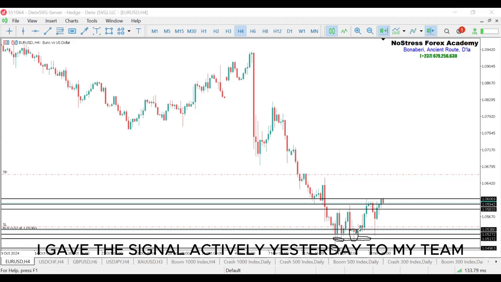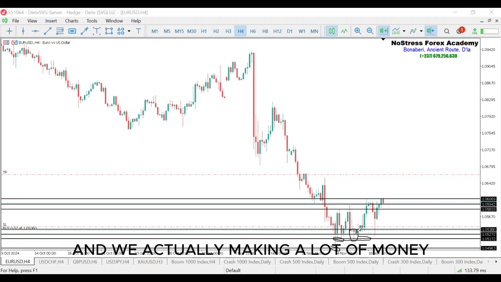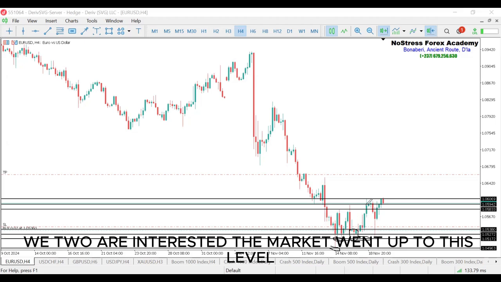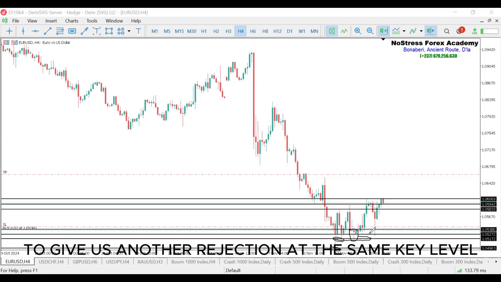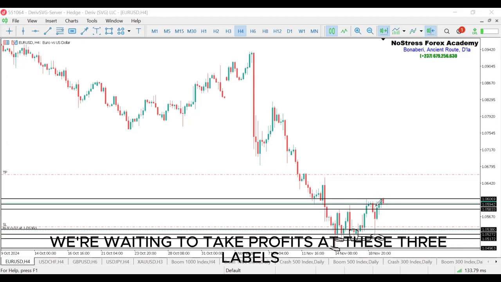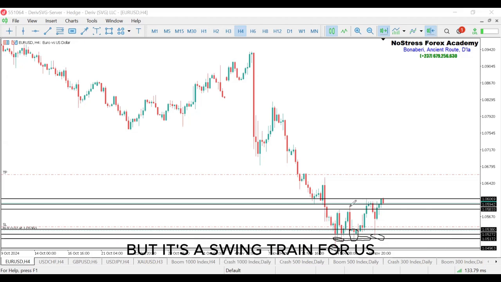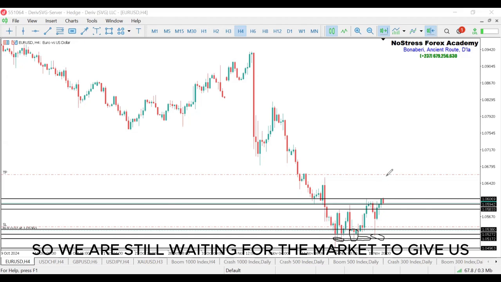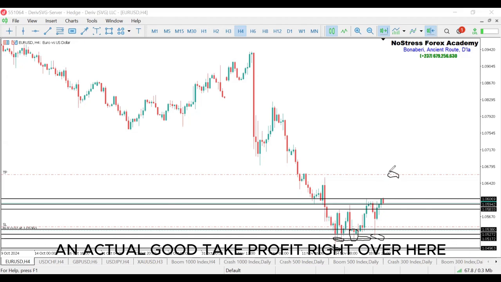I gave this signal actively yesterday to my team, and we are actually making a lot of money. So now we have this level here, right? We took our entries here. The market went up to this level, came back to give us another rejection at the same key level, and then boom, to the upside. We're waiting to take TPs at these 3 levels, but it's a swing trade for us, so we do not take TP here. We are still waiting for the market to give us an actual good TP right over here.